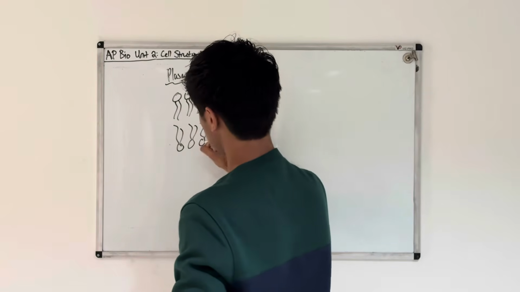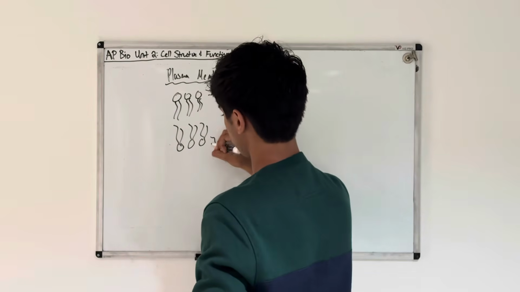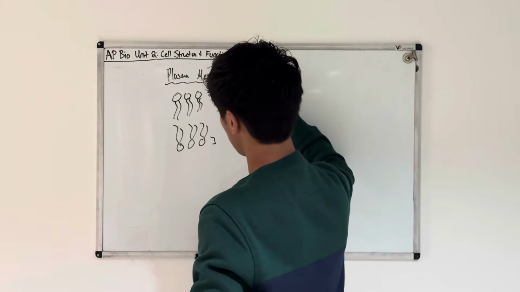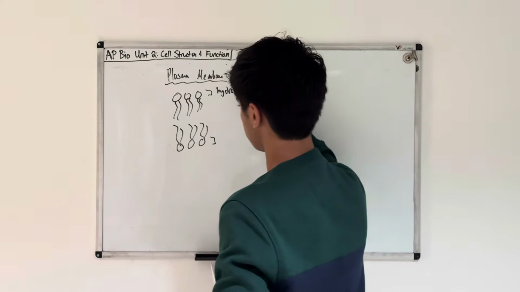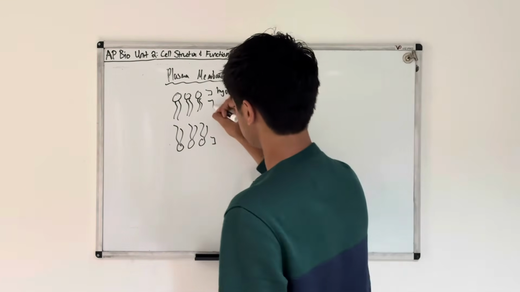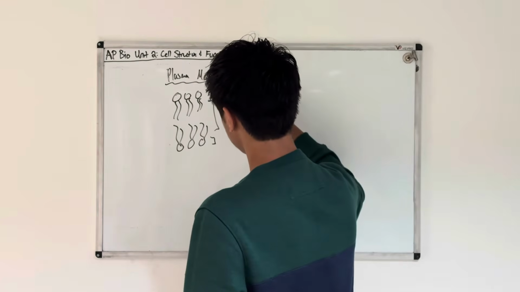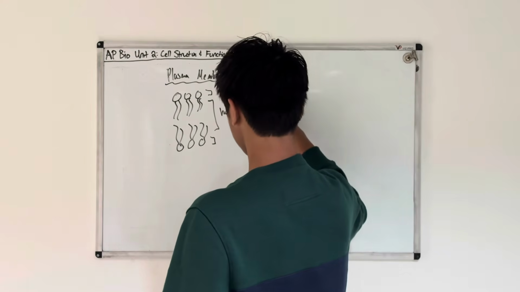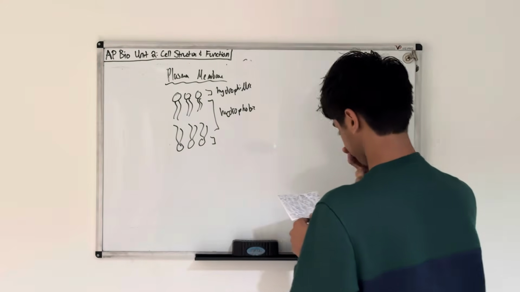Some important things to know: these heads, these phosphate heads, are hydrophilic, which means they are polar and they like to be around water, which is why they're facing it, versus these tails, which are hydrophobic and nonpolar, which is why they're not facing the water.